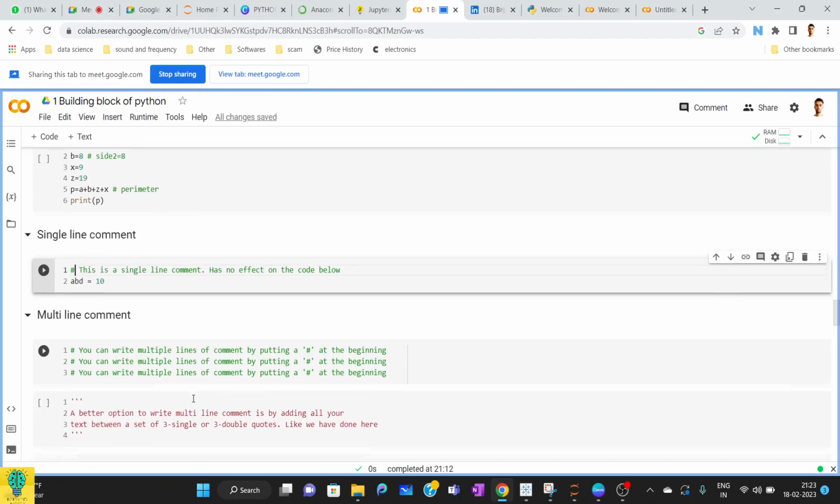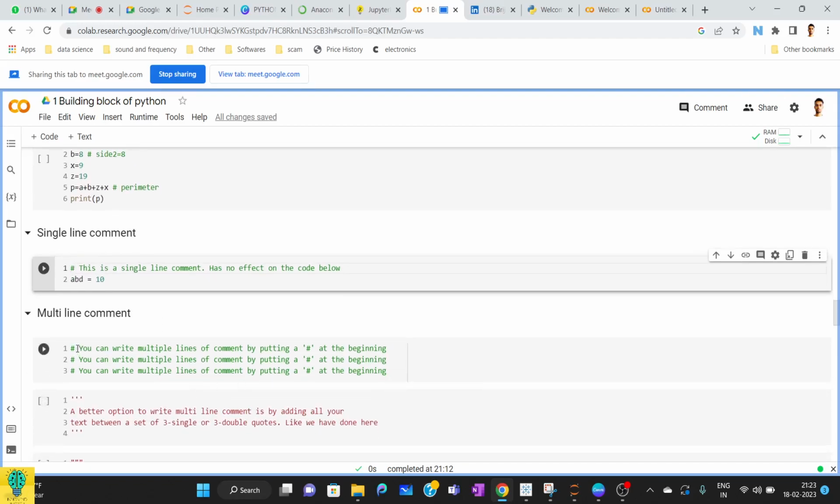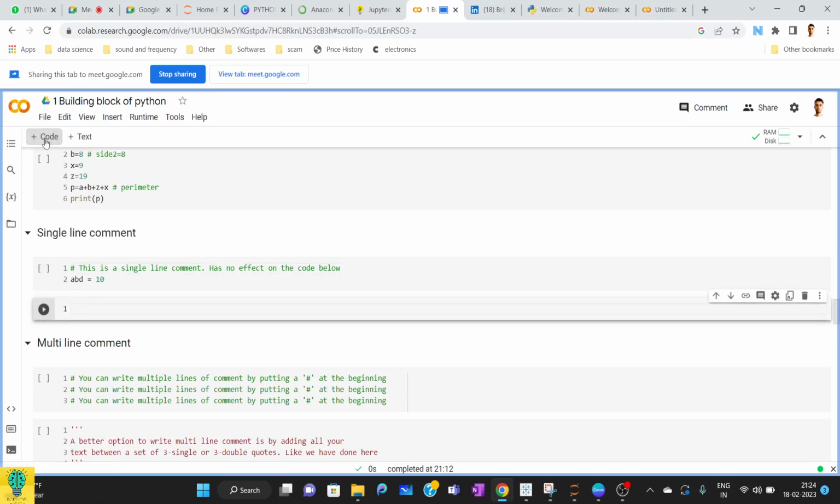If you write anything with a hash, it is going to be a comment. Just start any line with a hash, it will be a comment. So what is the computer, or Python, going to do? It is going to just ignore that line and it is not going to read or calculate it. Suppose I have written in the code section a is equal to 9, b is equal to 8.